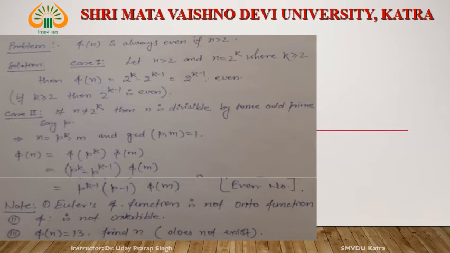What is phi n? Phi n is always an even number. How will we prove this? We will prove it as follows.